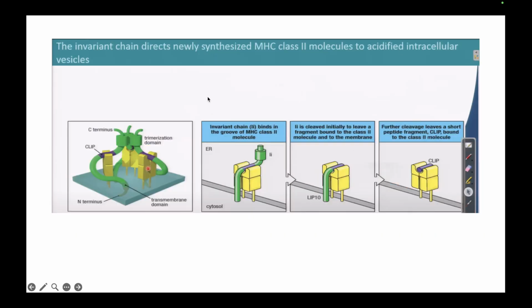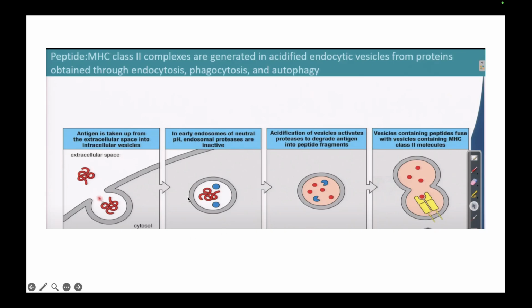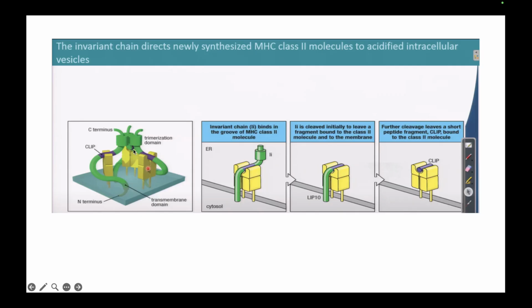Then the loading of the peptide on the MHC class 2 happens. Before binding to the antigen, the MHC class 2 molecule is preoccupied with a CLIP molecule. Initially, the invariant chain directs the newly synthesized MHC class 2 molecule to the acidified intracellular vesicle. Here you can see that initially trimerization of MHC class 2 happens with the help of this protein, a transmembrane protein. This structure is called CLIP.